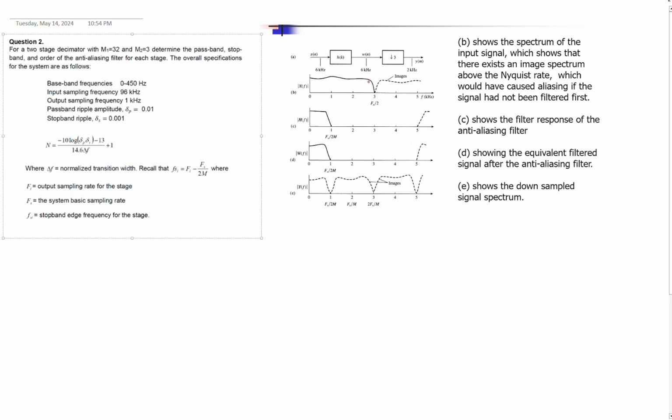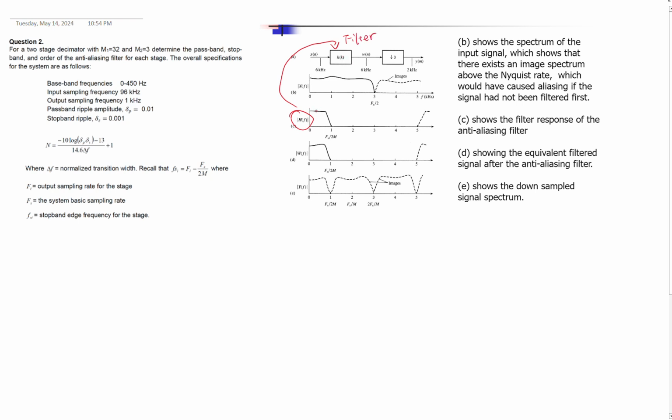Okay, so that's the one. If you directly downsample it by a factor of 3, to make it 2 kilohertz, there will be a problem, because the higher frequencies will fold back into the lower frequencies. That's called the aliasing problem. So we need an anti-aliasing filter. This is the filter here. That is an anti-aliasing filter.